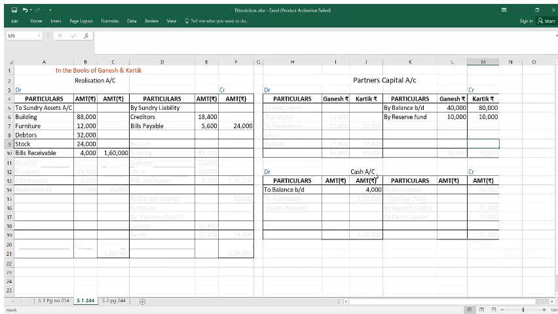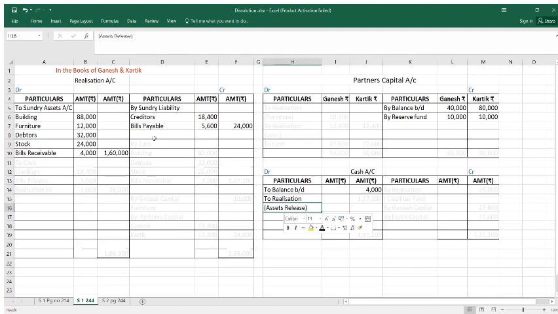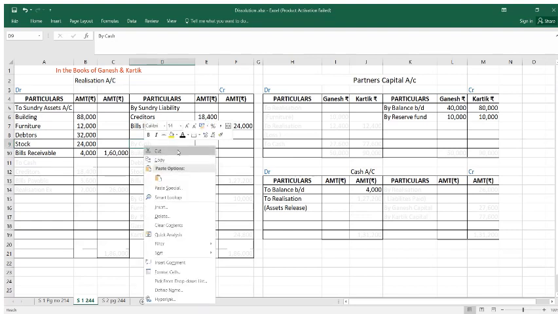So we will write cash account debit to realization, for what? Assets release. Assets release. And in realization we will write by cash.